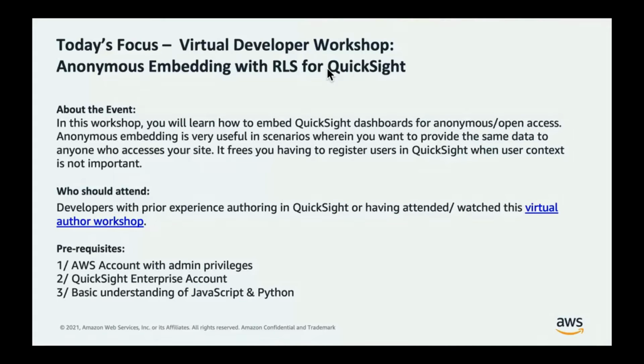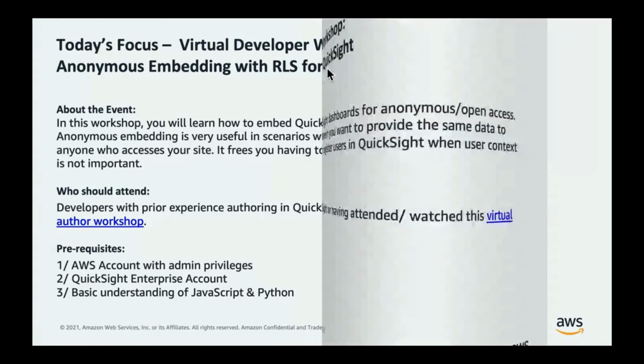The people who should ideally be here, I just want to make sure you're in the right place. You should be a developer with some prior experience authoring in QuickSight or having attended and watched some of our learning activities around authoring. And you should have an AWS account with admin privileges, a QuickSight Enterprise account, and a basic understanding of JavaScript and Python.